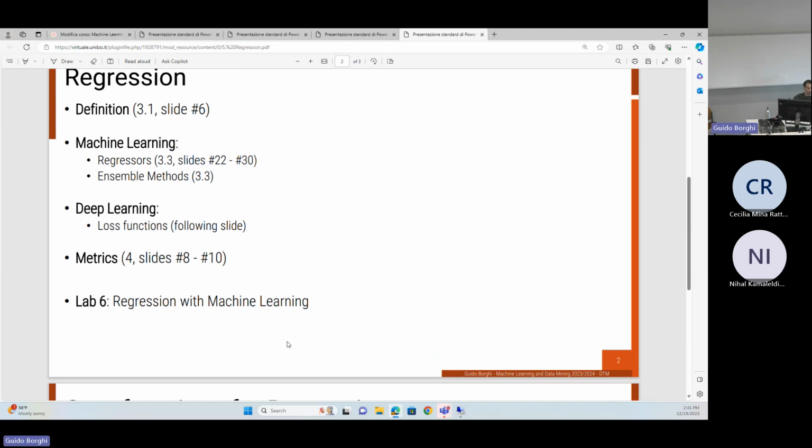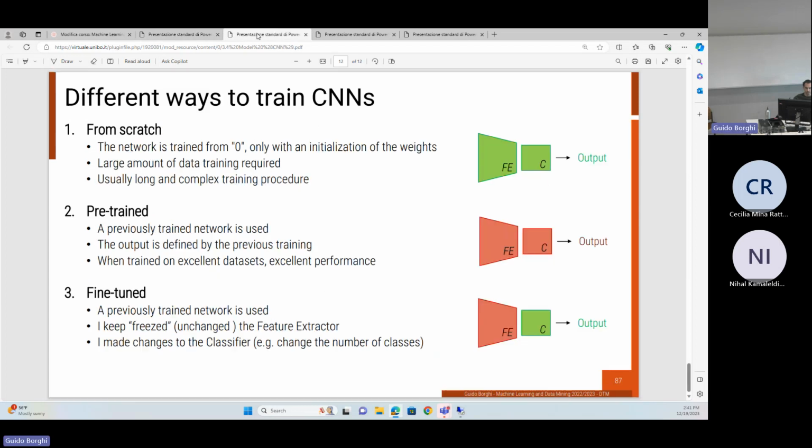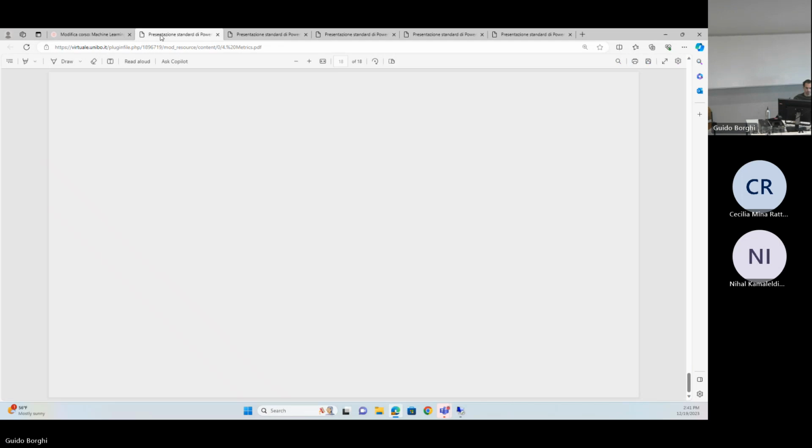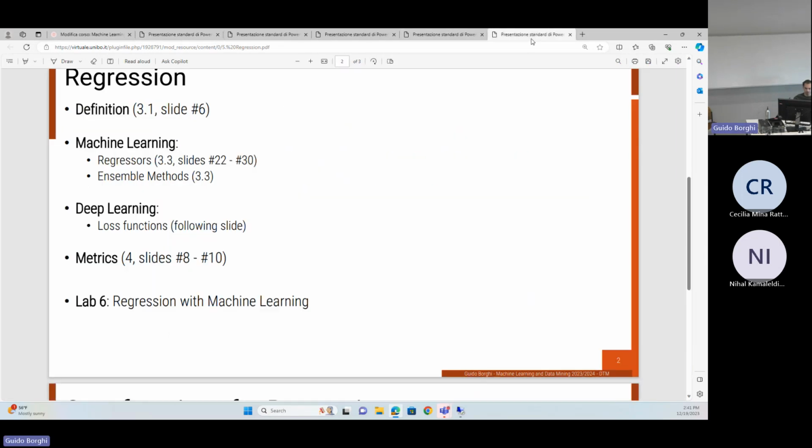Then we have to introduce some metrics for the regression task. Then we can open the metric, and in particular slide number 8 to 10.